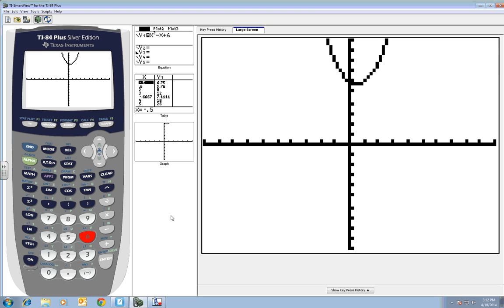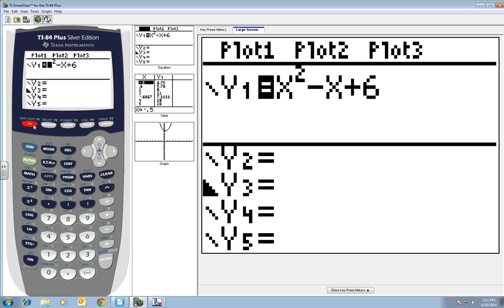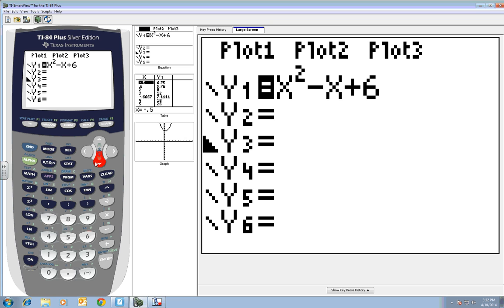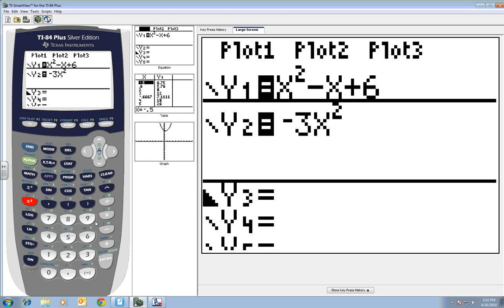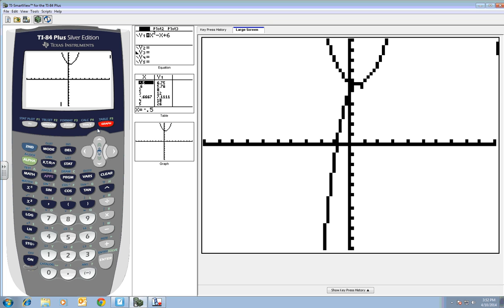Okay, so here's that f of x. Now let's go ahead and graph the second one, g of x. I'm going to go ahead and put that in my y2. So I have negative 3x squared plus 3x plus 5. Graph. Okay, so look at what happens. Here's my first graph. Here's my second graph. It looks like they share a point right here.